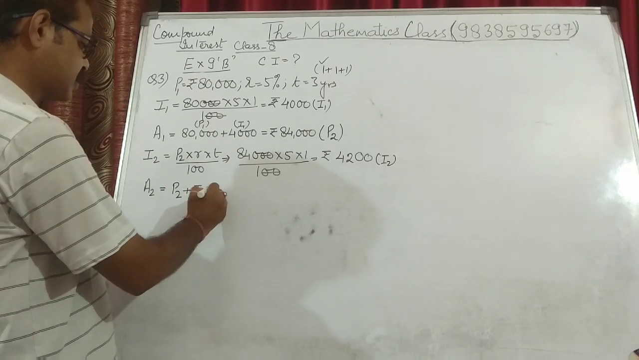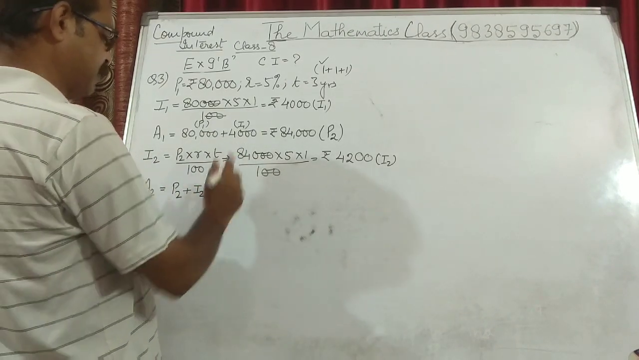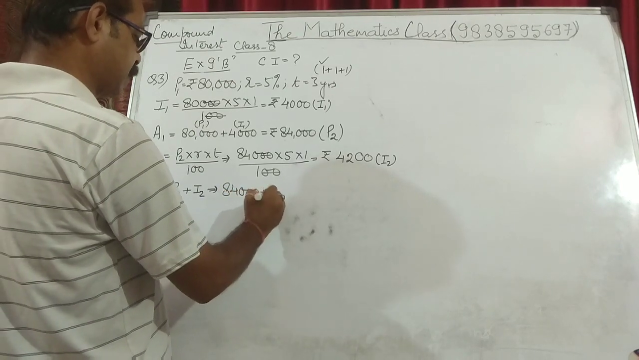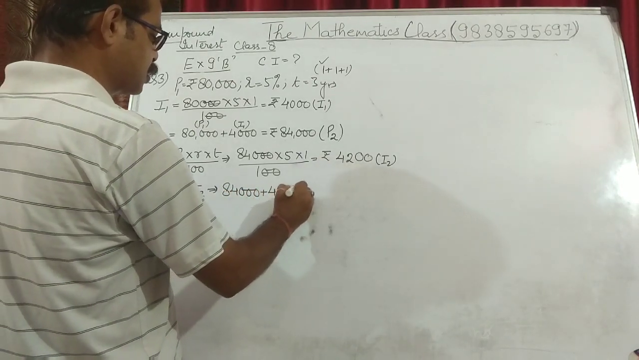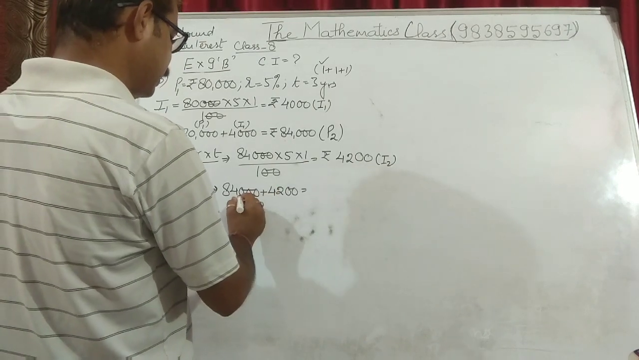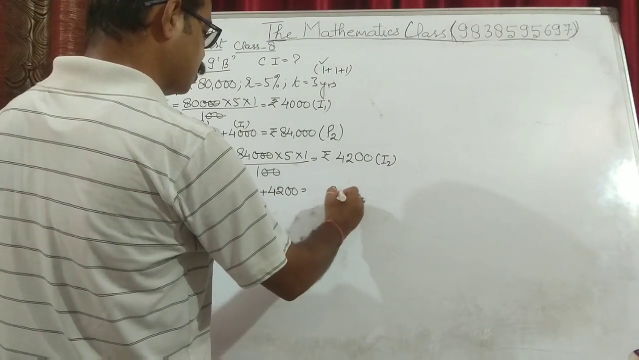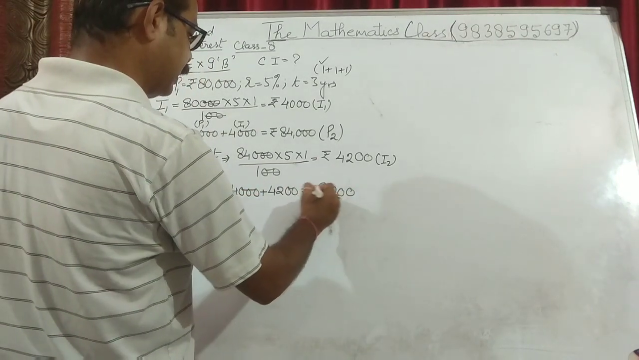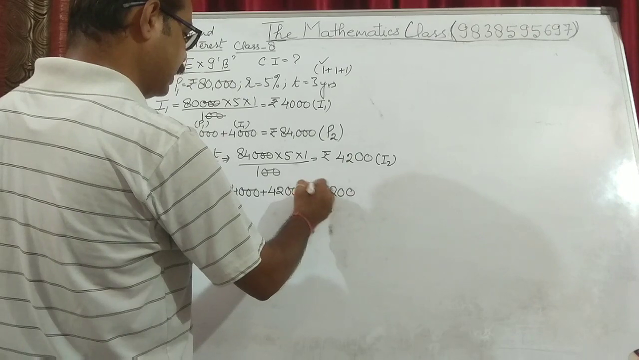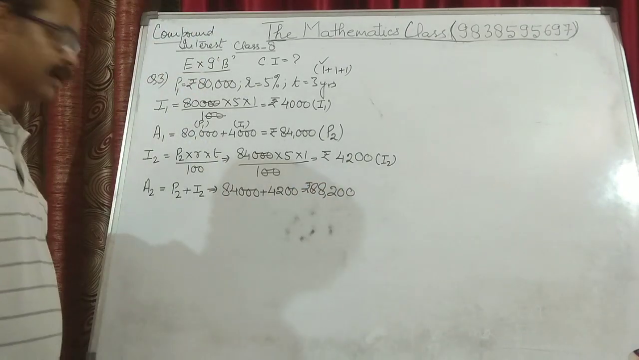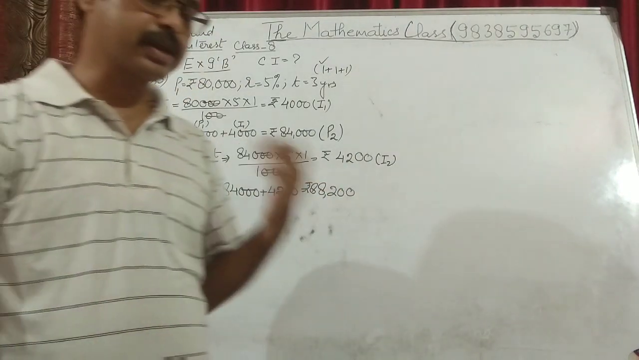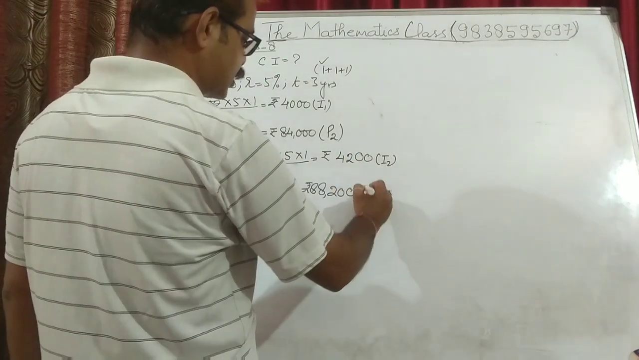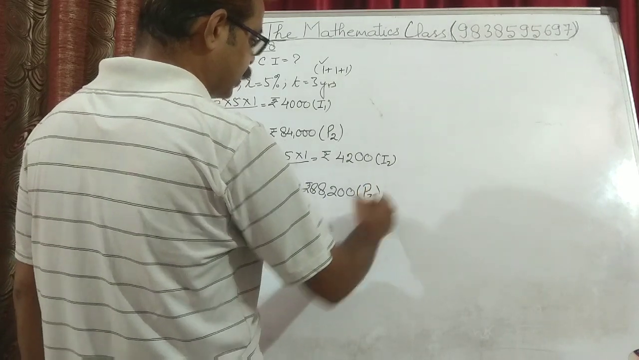Now what is the principal? 84,000. So 84,000 plus 4200. So it will be 200, 4 and 4 8 and 8, rupees 88,200 is the amount after second year, and that will again be considered as principal for the third year.